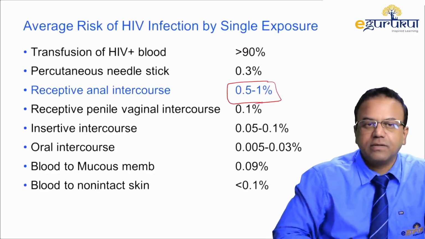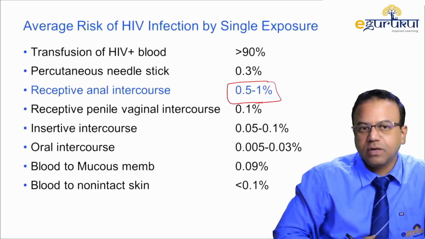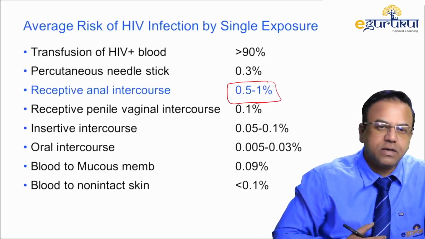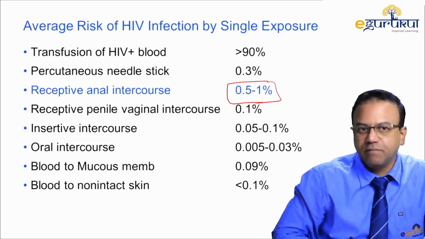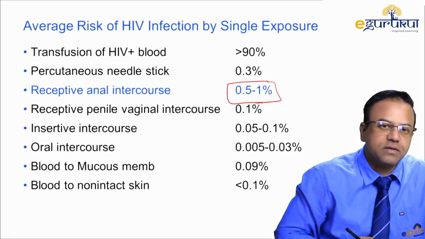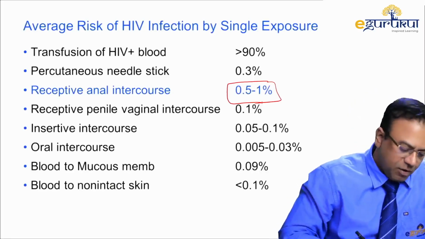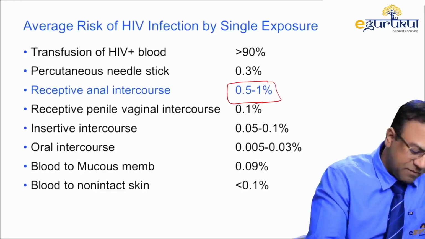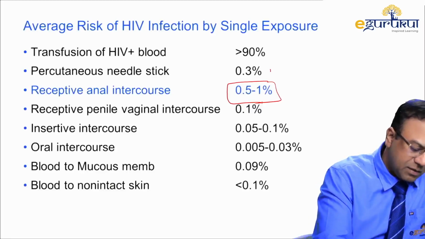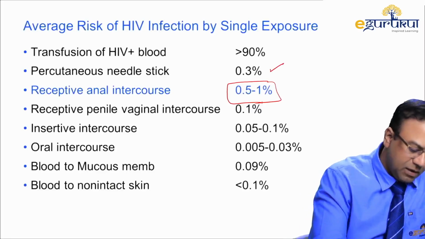This is a question that they ask in an exam. Obviously, in the choices, blood transfusion is not there. Is it receptive anal intercourse? Is it insertive intercourse? Or is it vaginal receptive? Which is the one that has the highest risk? That's a question that they ask, and the answer is receptive anal intercourse, which you can see is quite high. It's 0.5 to 1%. Following this, you have the others, in which needle stick is around 0.3%. Then you have vaginal receptive at around 0.1%.